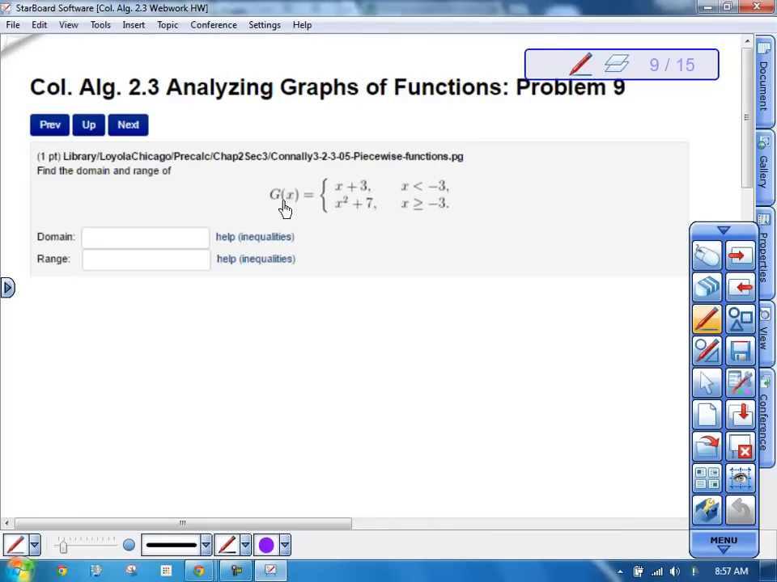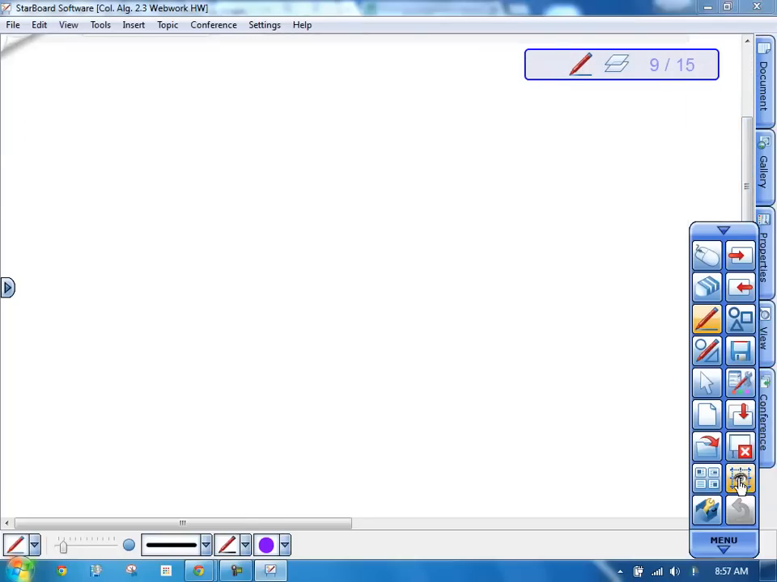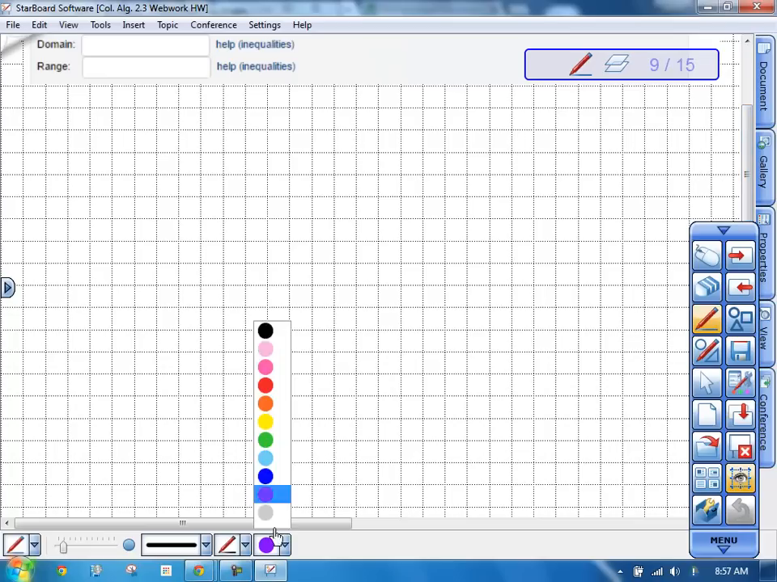All right, the next problem gives us a piecewise function. It gives us a line for whenever the x values are less than -3 and a parabola for whenever the x values are greater than or equal to -3. So I think it's important to graph this just so you can see what this thing looks like.